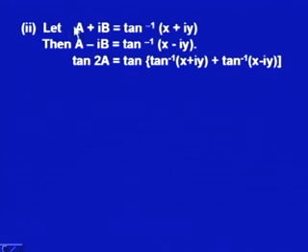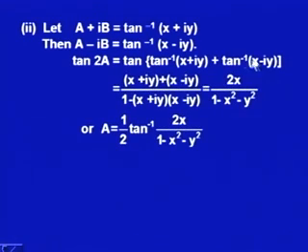So, what I have done is I have added and then taken the tan on both the sides, and after that this is expanded. So, it is (x + iy) + (x - iy) divided by 1 minus (x + iy) into (x - iy). Adding we will have 2x in the numerator, and this will be simplified to 1 minus x square minus y square. So, from here we can say 2a is equal to tan inverse of 2x over (1 - x² - y²), or a is equal to half of tan inverse of 2x over (1 - x² - y²).